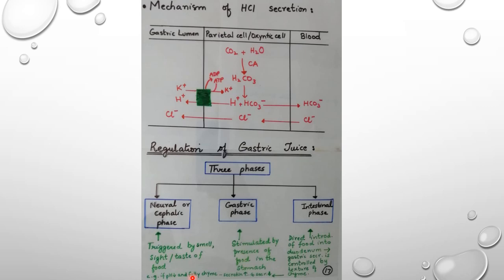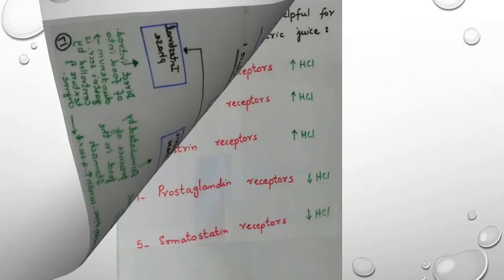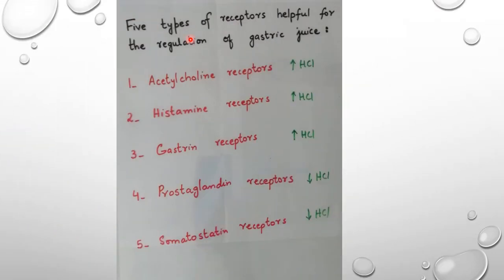For example, if the chyme presented to the duodenum is fatty and its pH is low, then it can result in the release of secretin hormone, which increases the level of bicarbonate while it decreases gastric secretions. Now we see important types of receptors that regulate gastric juice secretion. For example, acetylcholine, histamine, and gastrin receptors stimulate the production of HCl, while prostaglandin and somatostatin receptors suppress HCl secretion.